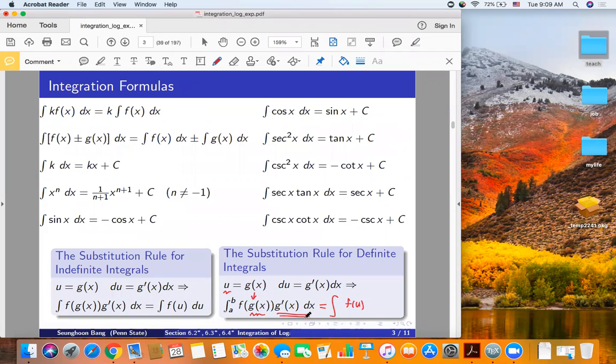G prime of x dx is here, du. You can change it. This is the same. The only difference is the lower limit and upper limit. You plug the lower limit into here and find the new u value, so we have g of a. So like this one, you plug b into x again. The upper limit is g of b. This is the only difference. You can change it like this here. So you need to know these two more important rules.